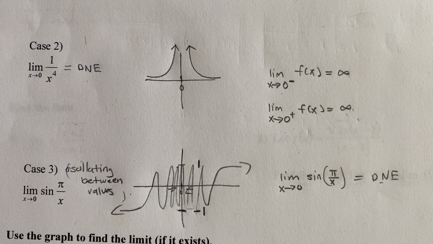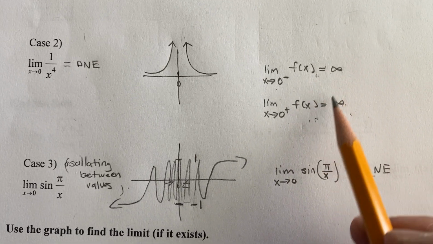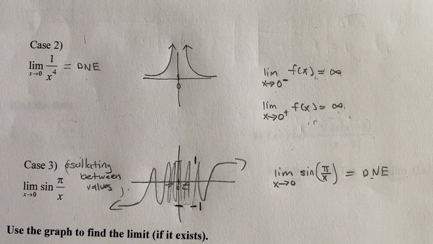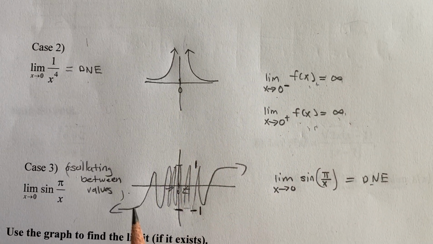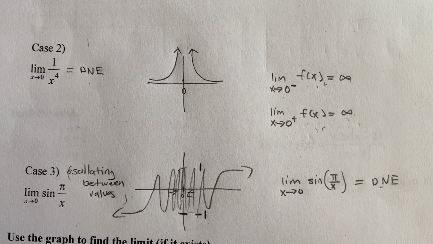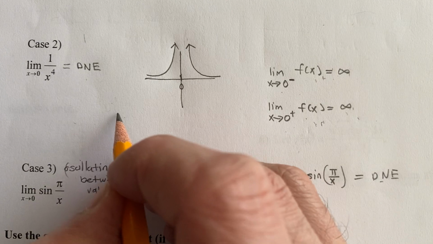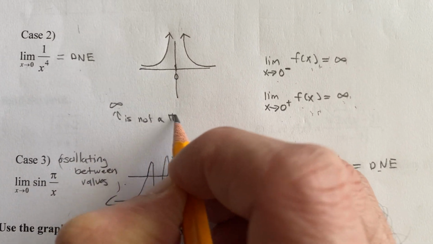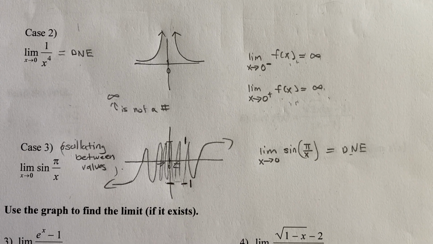Do the left and right hand limits exist? We can talk about this in further detail, but I would say yes, the left and the right hand limits exist, but the actual limit itself does not exist. Again, it has to approach some number. Infinity is not a number. All right, so that's another case where it does not exist.